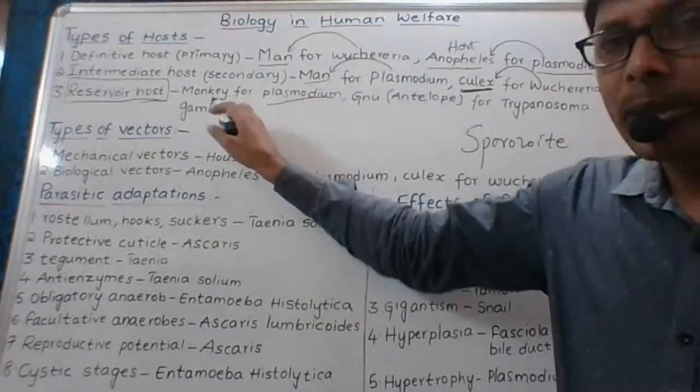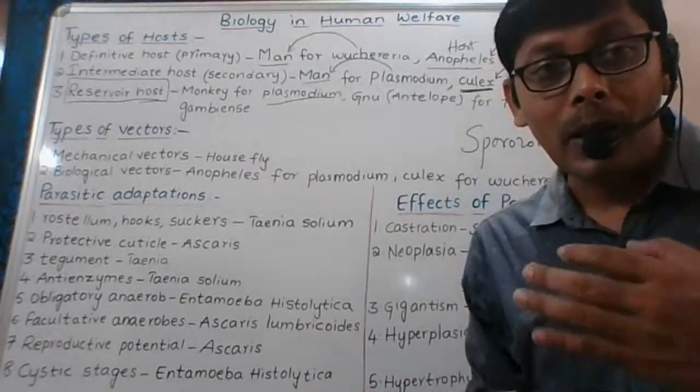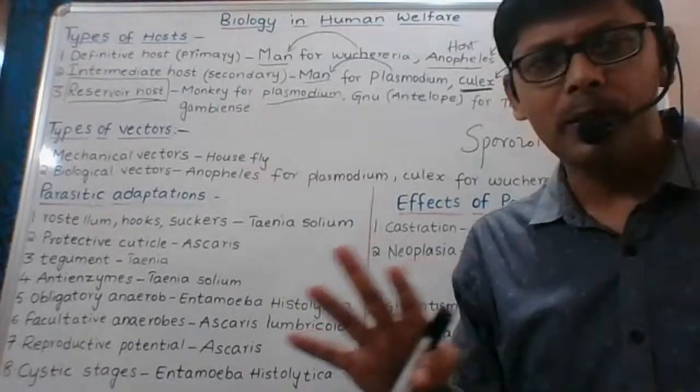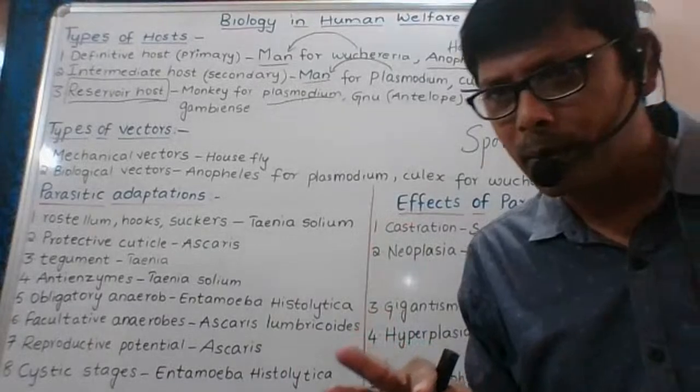Plasmodium lives in the monkey, but it neither causes disease nor develops. That means the sexual cycle or asexual cycle of Plasmodium does not take place in the monkey. They only remain in the body.